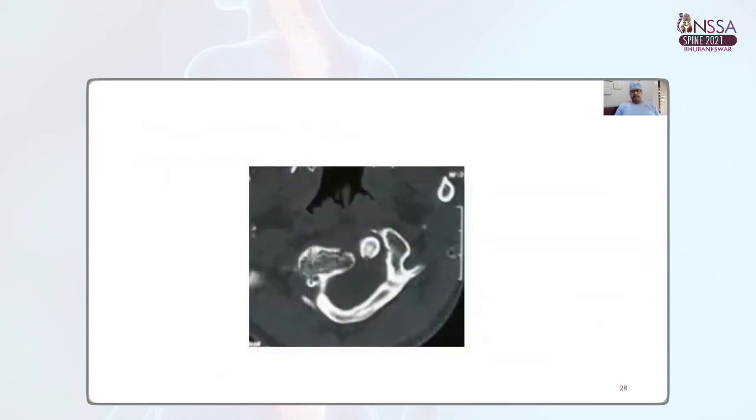And if you remember our anatomy, the position of the hypertrophic facet is actually the attachment of the transverse atlantal ligament, and trying to drill this off would actually cause an iatrogenic atlantoaxial dislocation.